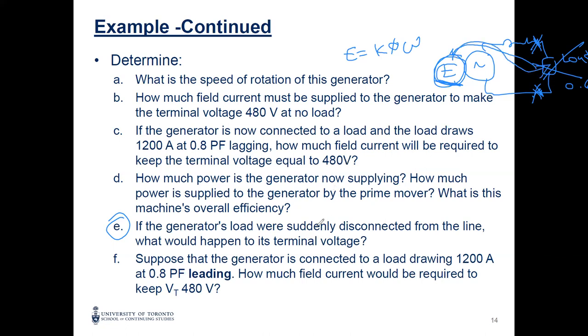That's it. At the end, they said suppose the generator is connected to another load. It's a similar load, but now it's leading instead of lagging, and they asked about the field current. So it's exactly similar to C. Now it's leading, so when you get the current, you put the angle positive. They are doing this to compare a leading load and a lagging load: what is the difference for the field current?